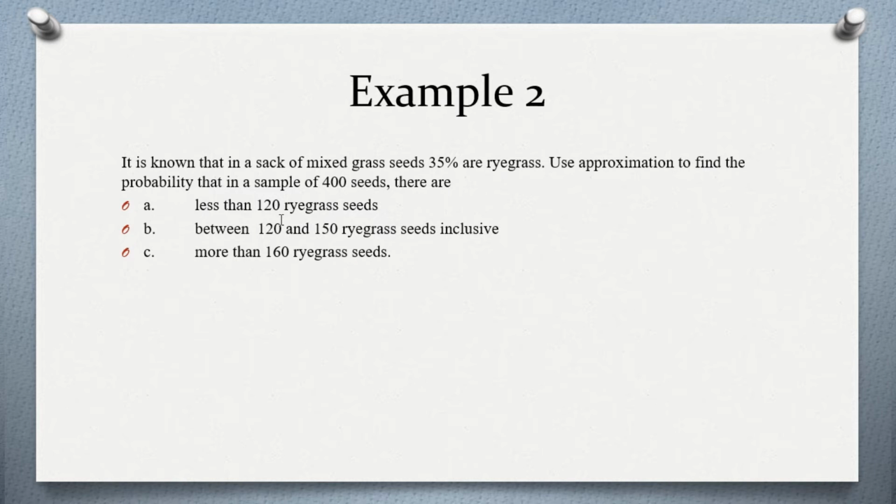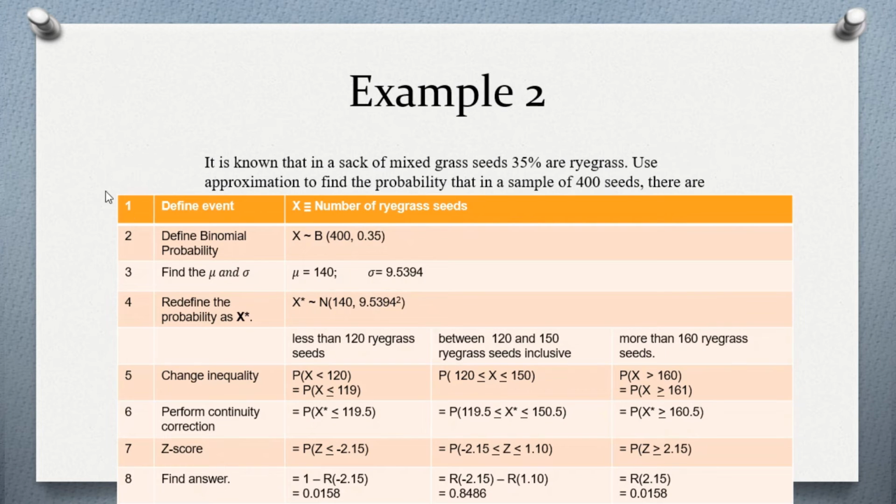It is known that in a sack of mixed grass seeds, 35% are ryegrass. Use approximation to find the probability that in a sample of 400 seeds. When they tell you in a sample of 400 seeds, they are telling you this is a binomial distribution. In a random sample of, they are already giving you the piece. So this is binomial, because binomial always gives you two informations, N and P.